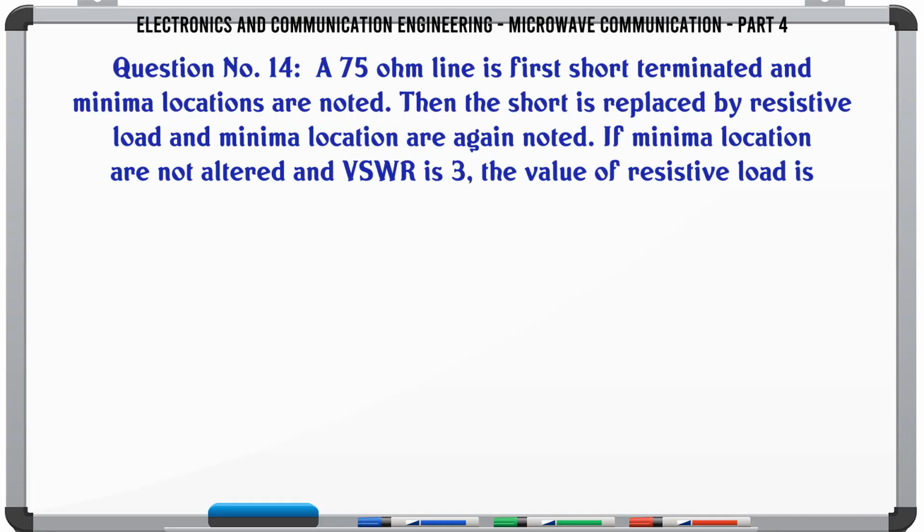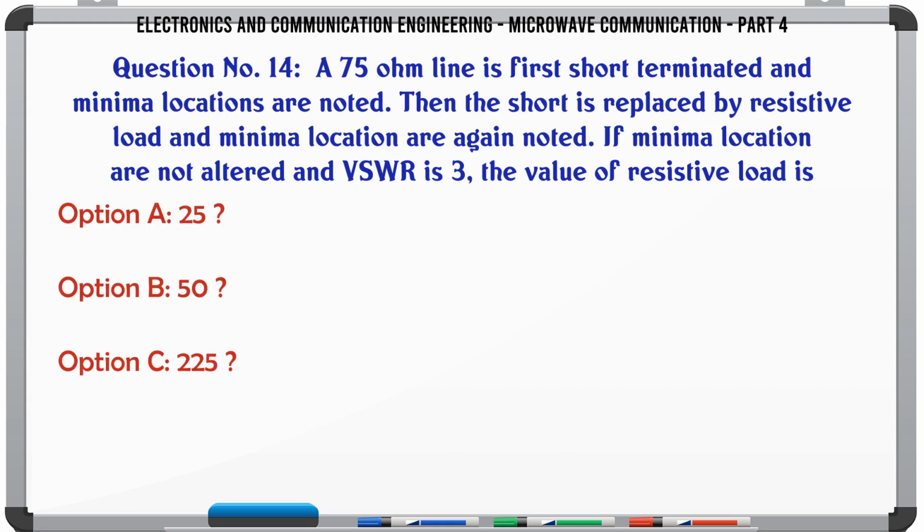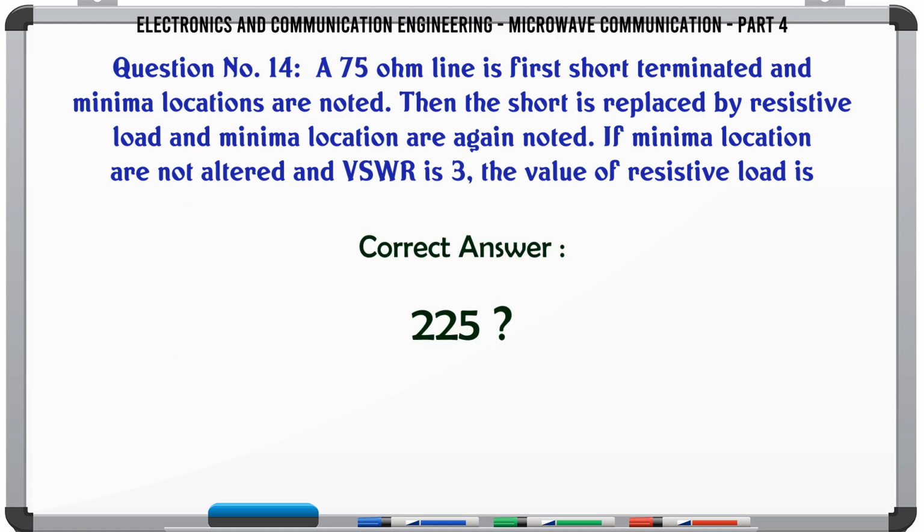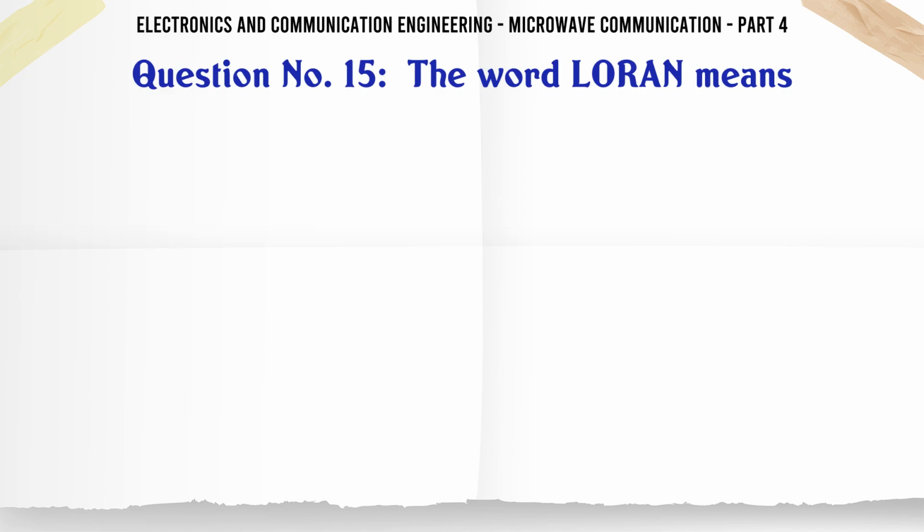A 75 ohm line is first short terminated and minima locations are noted. Then the short is replaced by a resistive load and minima locations are again noted. If minima locations are not altered and VSWR is 3, the value of the resistive load is: A, 25; B, 50; C, 225; D, 250. The correct answer is 225.